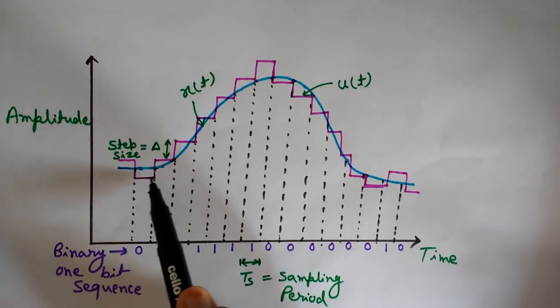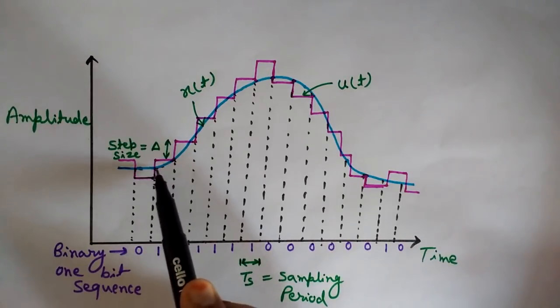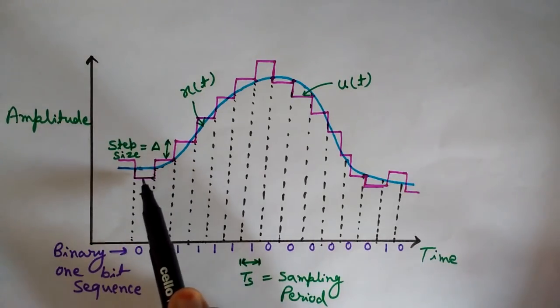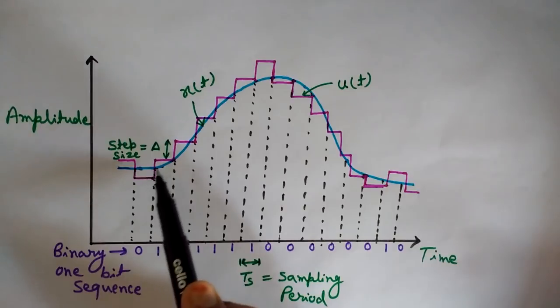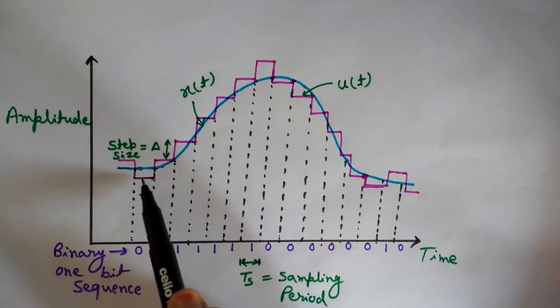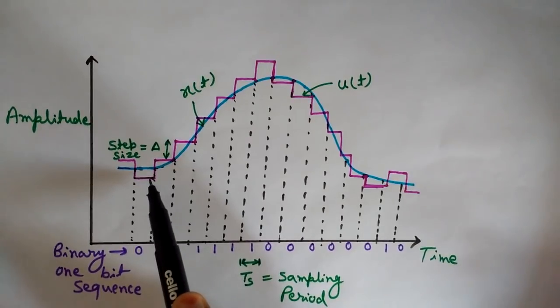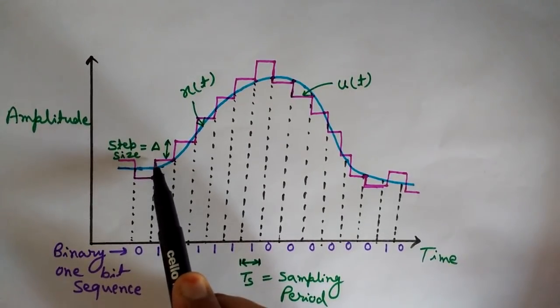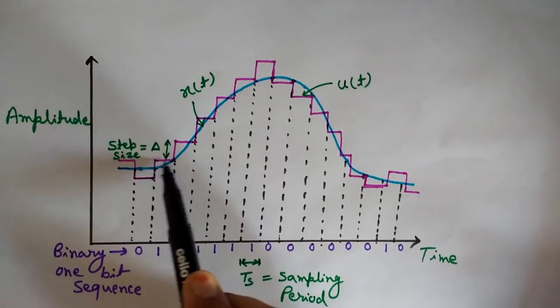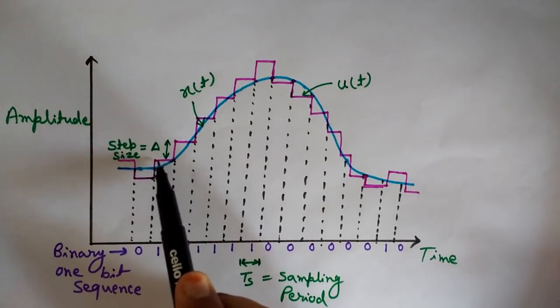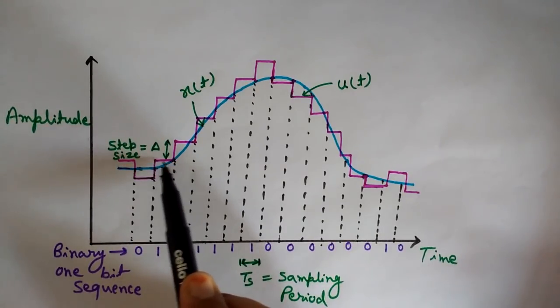So we see here that the value of this is more than this. So this minus this gives you the positive result. So we increase this staircase waveform by one step, delta. Now this is the approximated value for this part. Okay, this blue part has been approximated by this pink colored line. So this is the approximated value.